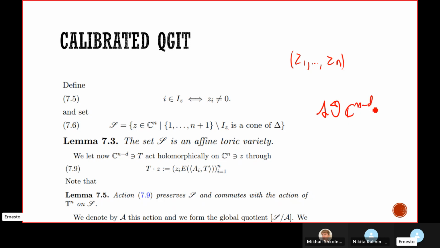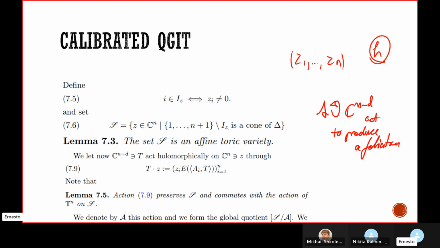Cn minus D act to produce a foliation. If it was rational, this would not be Cn minus D. This would be a torus acting on S. But because of irrationalities in H, what I can assure is that I can produce a holomorphic foliation given by this expression. This is E as the exponential. And this action preserves S.